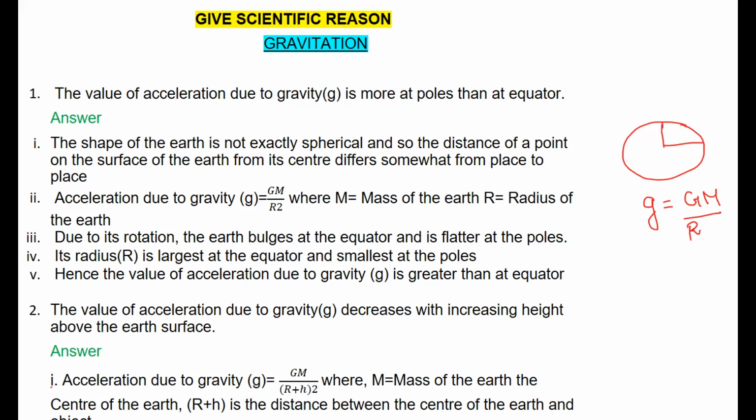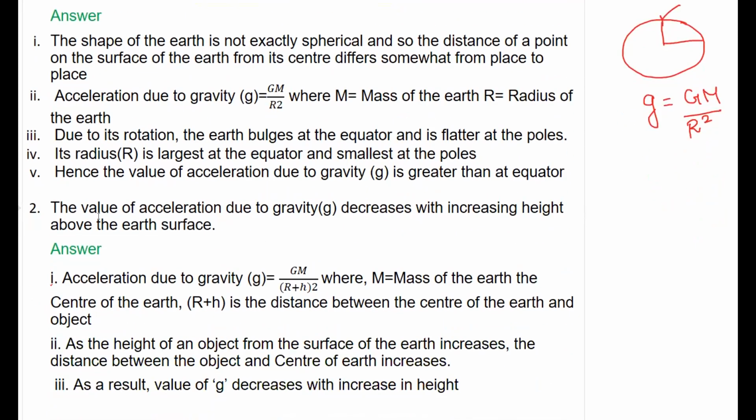As we know that as r increases, g value will decrease as it is inversely proportional. Now, we can see in this diagram that the value of r is less at the poles because it is flattened at the poles. So, as the value of r decreases, g value will increase. That is why value of acceleration due to gravity is more at the poles than at the equator. Is that clear?